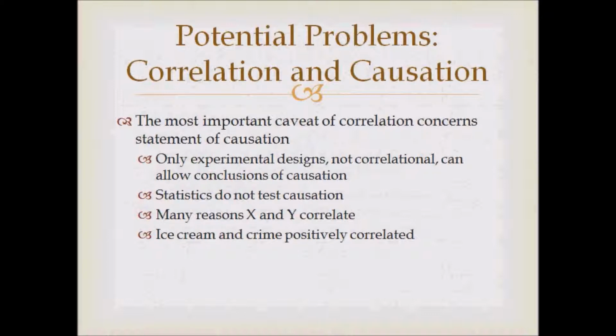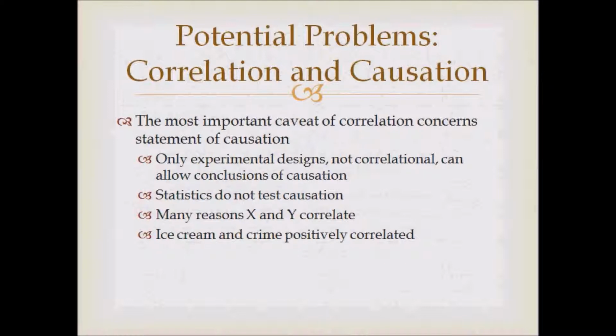Okay, there are many reasons X and Y may correlate, and when you're only looking at two variables, you're discounting all other possible factors that could be influencing that relationship. So take, for example, ice cream and crime. They're very highly positively correlated. So as ice cream sales increase, so does crime. So if we made a statement that said ice cream causes crime, that would be an incorrect, invalid conclusion.